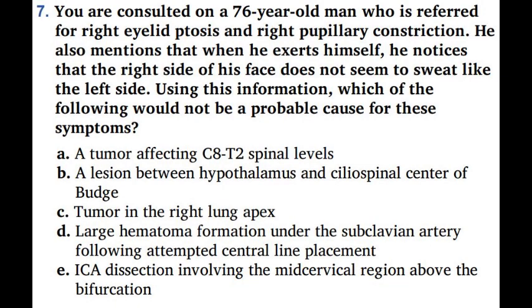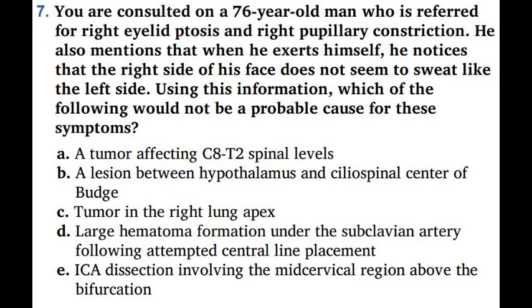Now, this question may look complicated, but it's actually very simple. Based on our previous discussion in the previous episode, we can pick an answer even without knowing a huge majority of these options. Remember that we said the sweat fibers run alongside the external carotid artery, and the only reason you are going to have anhidrosis is if those sweat fibers are disrupted. That is, if the dissection occurs at the level of the bifurcation affecting the external carotid artery.